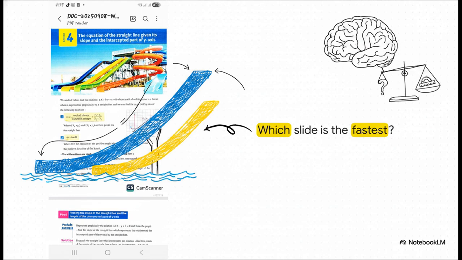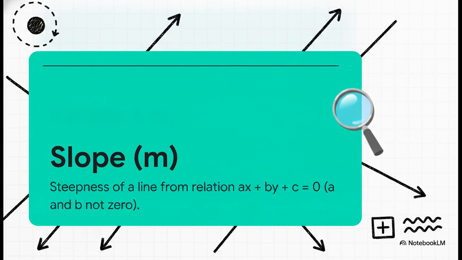So the big question is, how do we take that gut feeling of steepness and lock it down into precise, measurable math? Well, in analytical geometry, this steepness is universally represented by something called the slope, and we denote it with the letter m. Think of it as the engine driving our core linear equation, a times x plus b times y plus c equals 0. As long as a and b aren't 0, this formula absolutely guarantees a perfectly straight line.